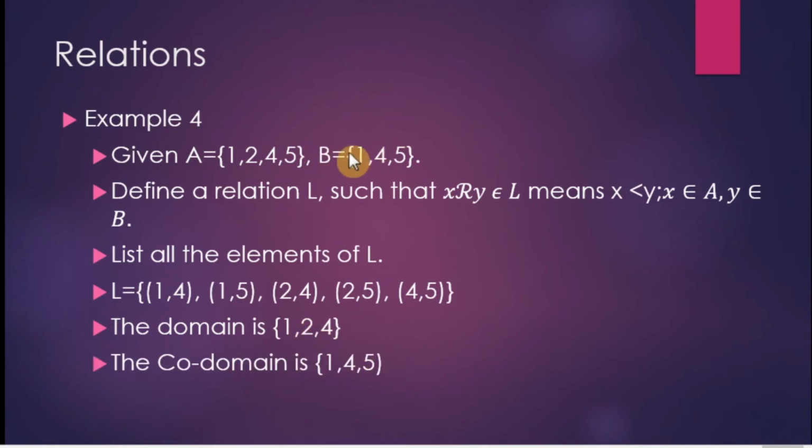We need simply to copy the second set, but for the range, we are collecting the second numbers of each ordered pair. So we have 4, 5, 4, 5, 5. So it ranges only from 4 and 5. That's the range of our relation.